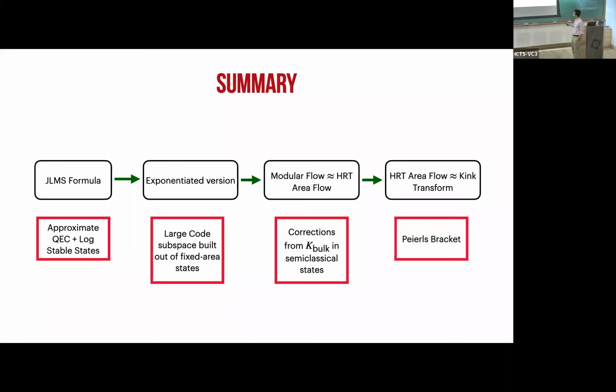We then approximated the modular flow with area flow and showed that in general, there are corrections from the bulk term in semi-classical states. And so we had to be careful to apply the modular Hamiltonian on a nearby state. And finally, we showed that the area flow is also approximated by the kink transform, for which we used the Peierls bracket. So hopefully that convinces you that modular flow in holography is well approximated by this kink transform.